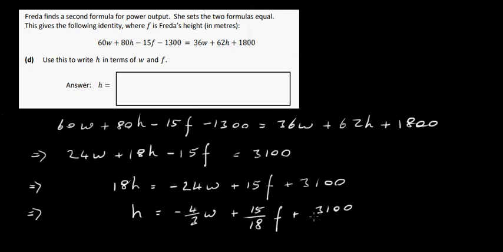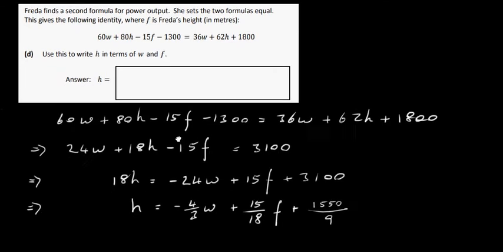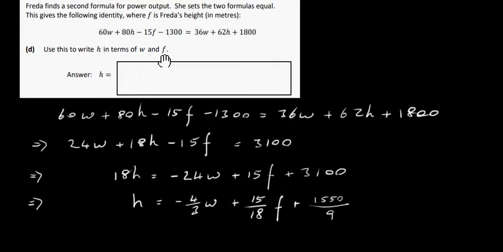3100 divided by 18, it will simplify, I think. Yes, let me just go back a little bit. It's 1550 over 9 here. Okay, so that seems to be it. I think that's all we were asked to do. Let's see. Use this to write H in terms of W and F. So this is H on this side, we've got W and F on this side. We also have a number. Now we could put the plus first, we just don't like leading with a minus here, so you could switch these around, but effectively that's your answer there.